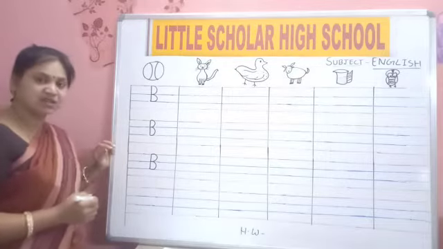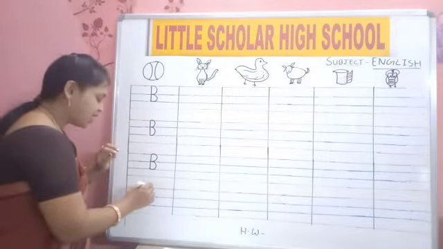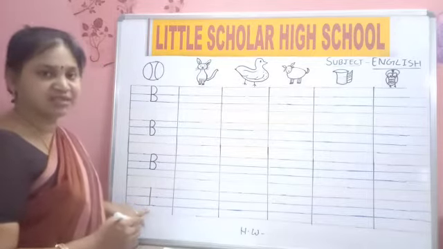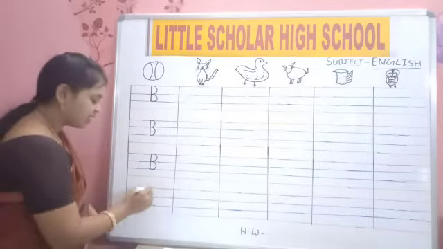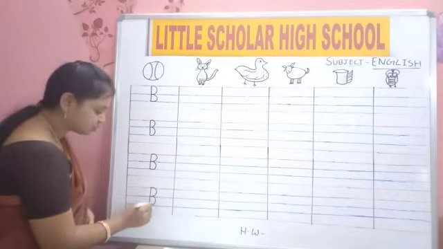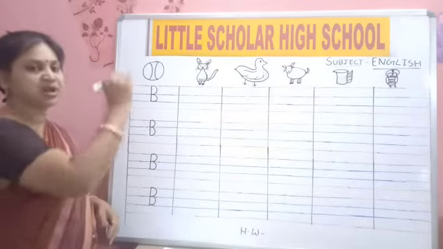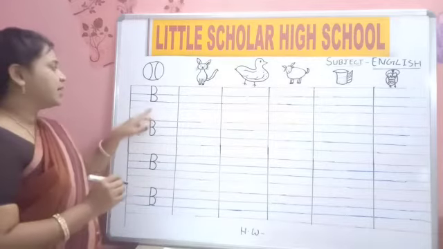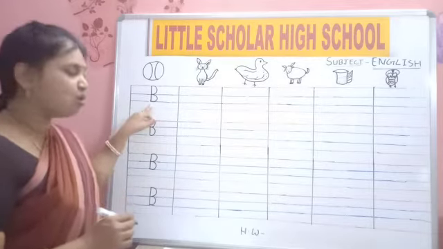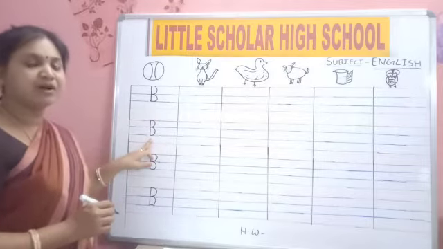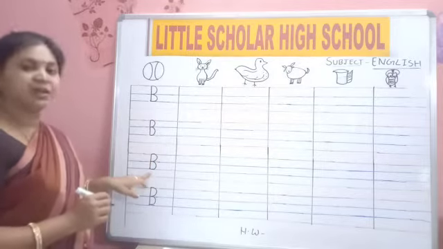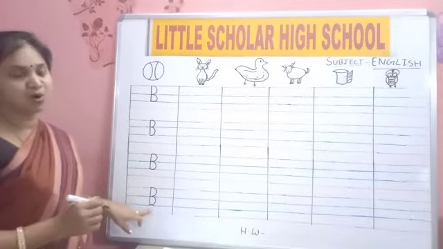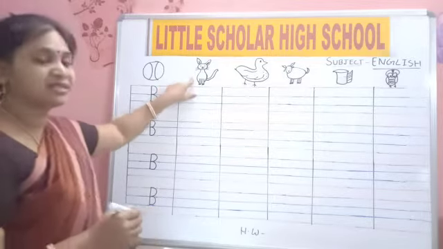Okay, once again shall we write? One standing line from the red line to the second blue line. Then one curve, 2 curves. Without removing your finger, you should write one curve, 2 curves. Which letter is this? B. B for ball.